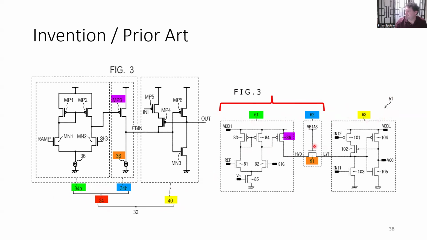We both have this third portion that's yellow. And the only difference is that MP3 here in ours moves over to the green one in Sakakibara, but that is not a meaningful difference. And then we've got this difference of this transistor here, item 38, and you can see that they have this transistor 91 here. That's the only difference.